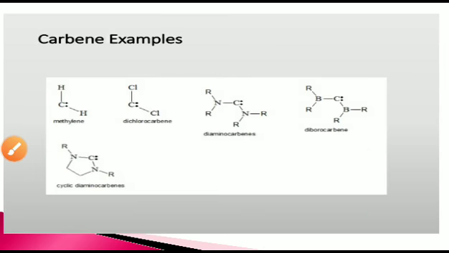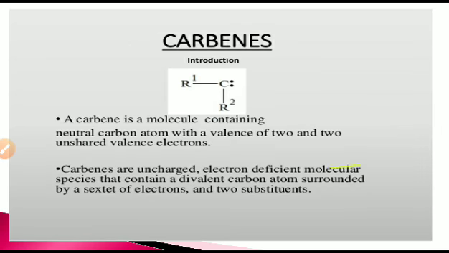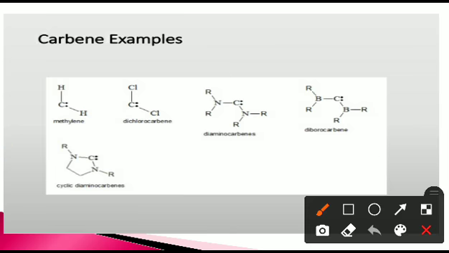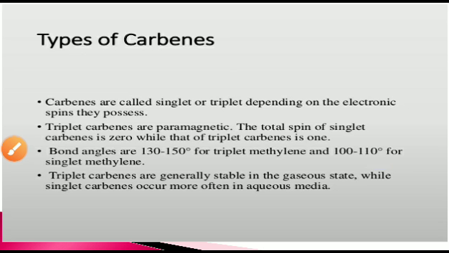Here are some examples of the carbene. This is methylene. There are two substituents of hydrogen, and the carbon has a free electron pair. This is called a carbene, methylene. Then dichlorocarbene, where there are two chlorines and a carbon which is in a free state. These are some examples of the carbene.